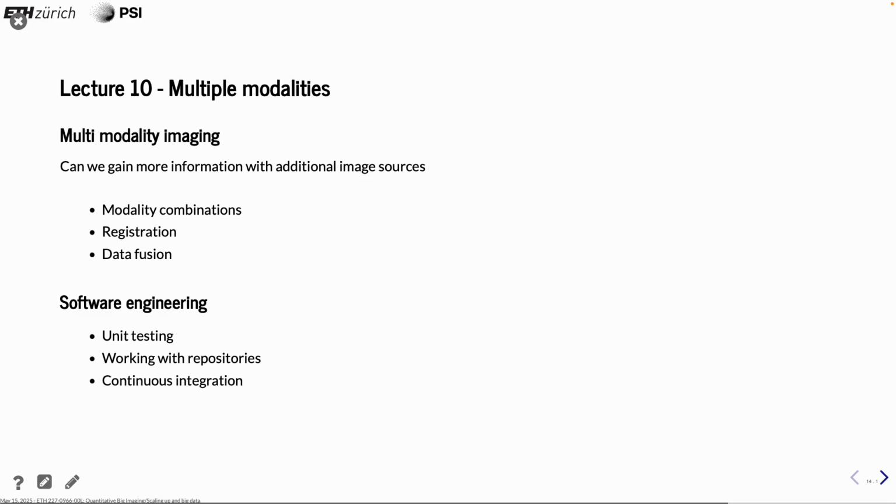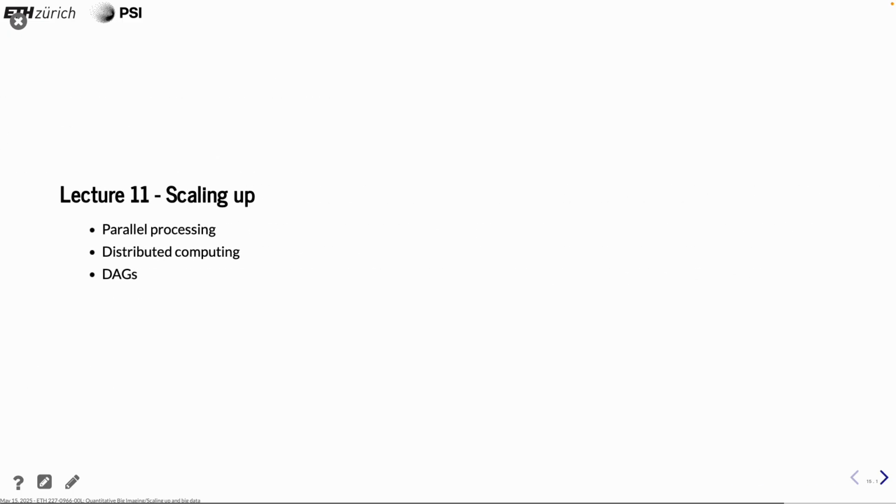I also added an extra tutorial around working with repositories. I don't know if any of you saw it. I hope it's useful. It's actually not part of the lecture as such, but I thought it's good to have a little introduction in how to work with Git. Then today I was talking about parallel processing, distributed processing, and DAGs, how to work with larger data, and what problems come up with that.